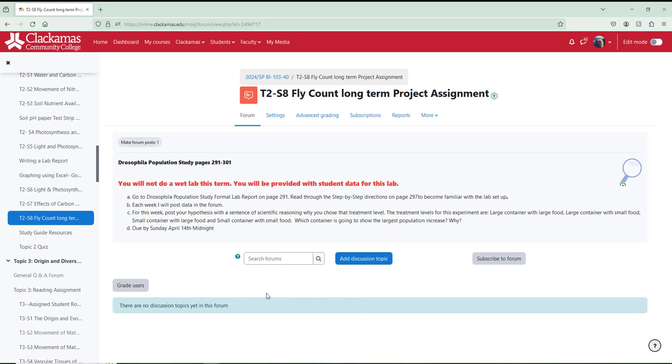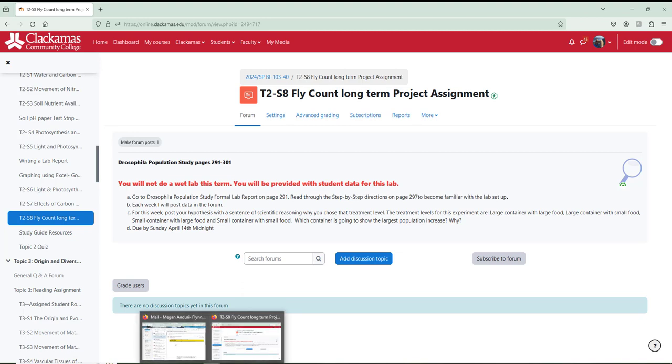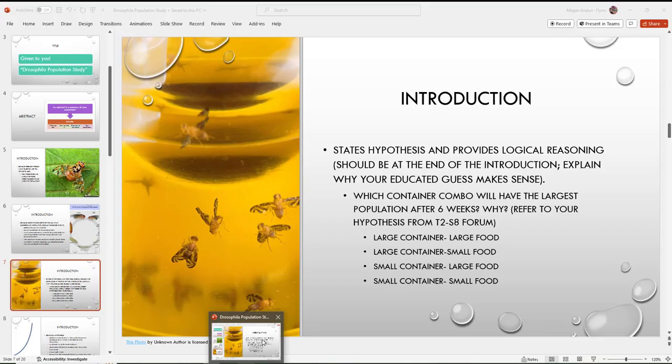this is early in the term, so nobody's posted anything, but this is where we have posted all of our hypotheses. So take a look at what your original hypothesis was, okay? Which container do you think was going to show the largest population increase, and why? So that will be your hypothesis. Okay, so no cheating, no looking at what the final results were. We want to go with your original reasoning.